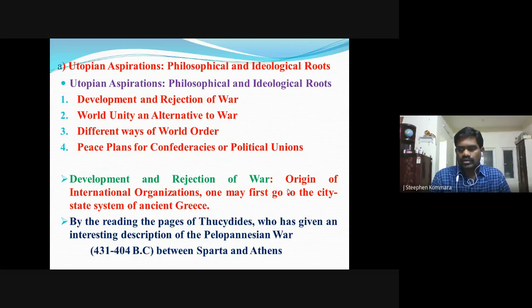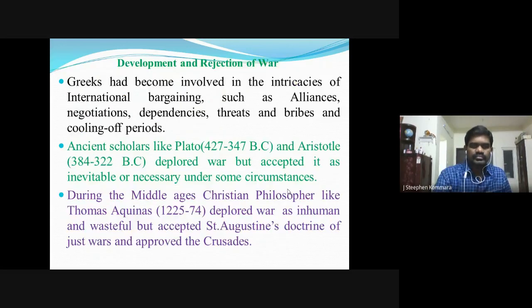The Peloponnesian league was led by Sparta, and the ancient Greek Delian league was led by Athens. So this is the historical evidence of the Peloponnesian War. Another point is that the Greeks had become involved in the intricacies of international bargaining, such as alliances, negotiations, dependencies, threats, bribes, and cooling off periods.